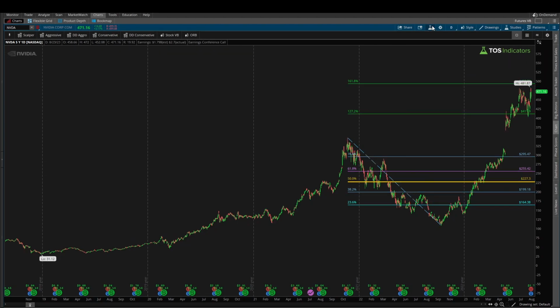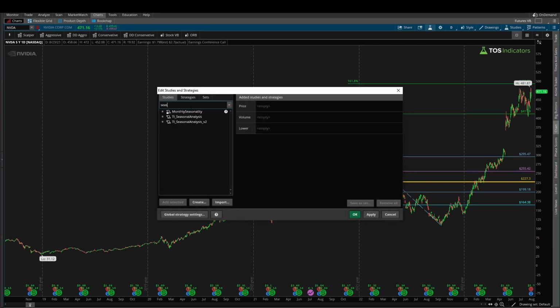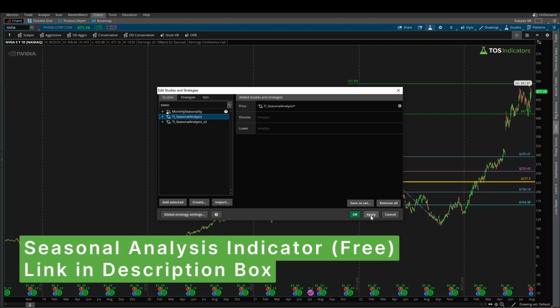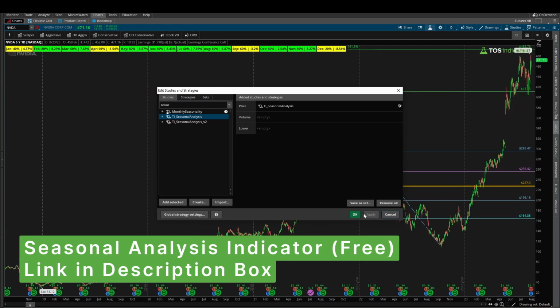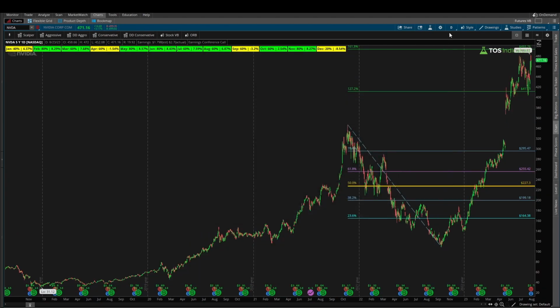Now, if we dive deeper first using our seasonal analysis indicator, I'm going to load that in. This is a free indicator for everyone watching in case you'd like to download and follow along. I'll leave a link for it in the description box below. I have a daily time frame chart with 5 years worth of data loaded on.